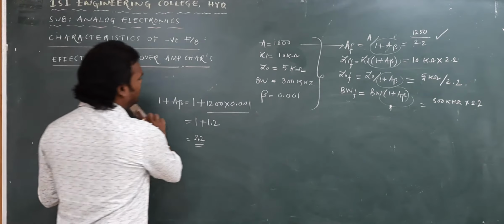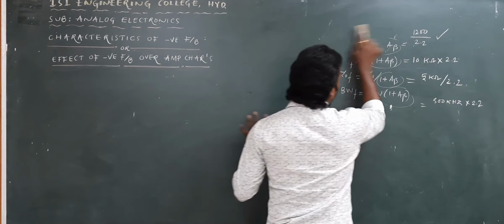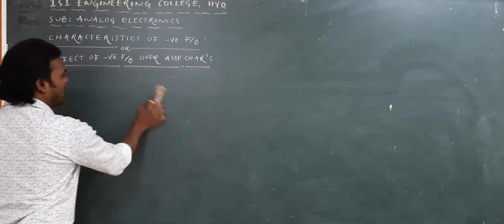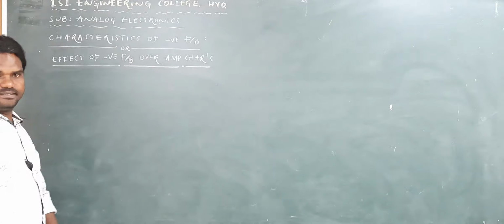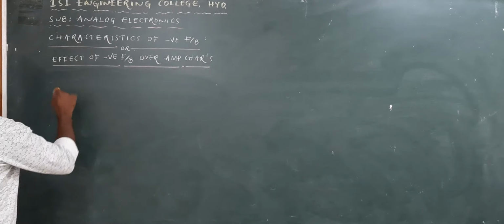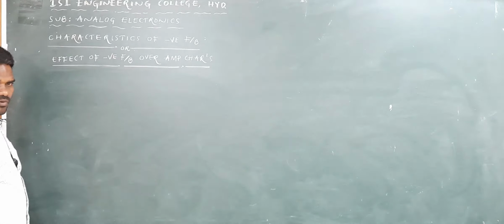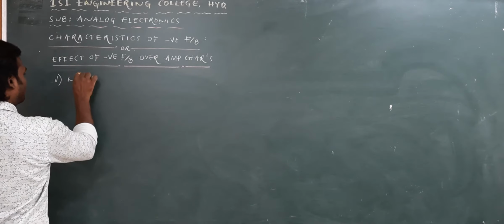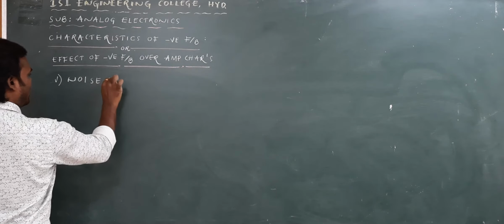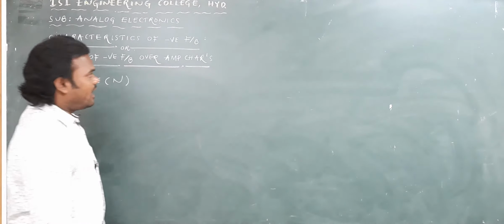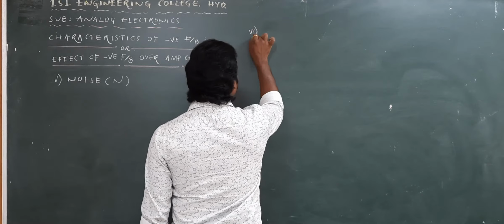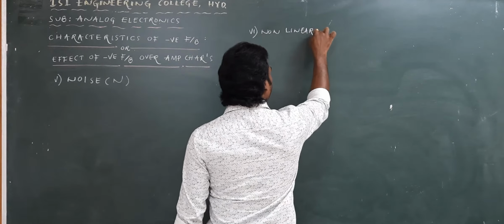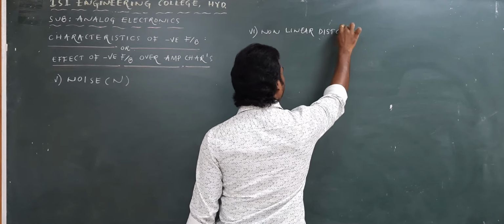This type of problem can be asked in the exam. And the last point we are going to discuss in this 15 marks question is about noise and non-linear distortion. You can make them separately also, no problem. Four points we have discussed, right? The fifth point is the effect of negative feedback over noise, denoted N, and the sixth point is non-linear distortion, or simply distortion.